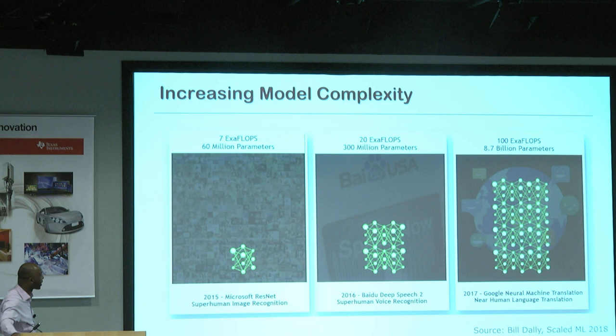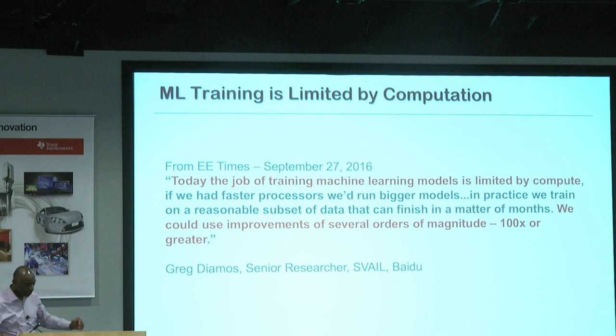So this shows some recent networks that have been used for image recognition, voice recognition, and language translation. And as you see, the parameter size grows, and so does the amount of computation, which is measured in exaflops, grows over time. So fundamentally, machine learning training is limited by computation. That's why anybody who says that the growth of machine learning is just about data and model complexity is missing the key element of computation, which of course makes all this possible.